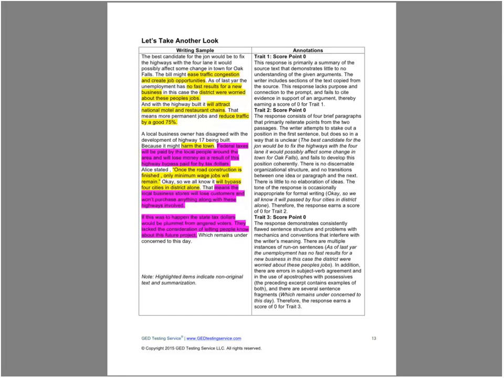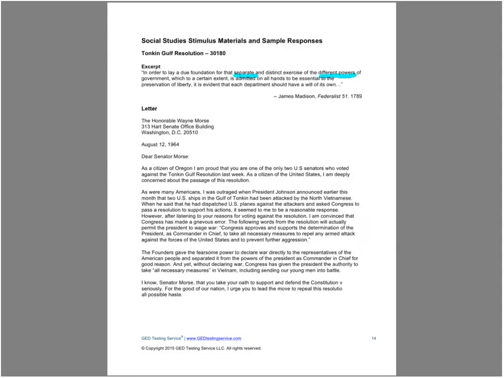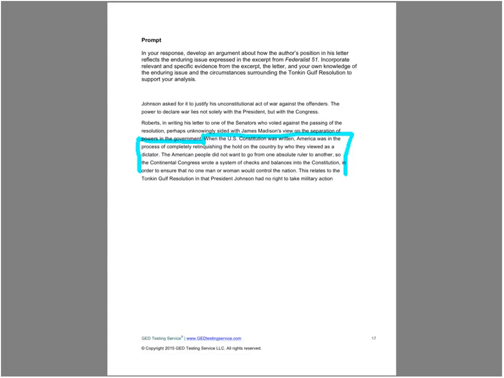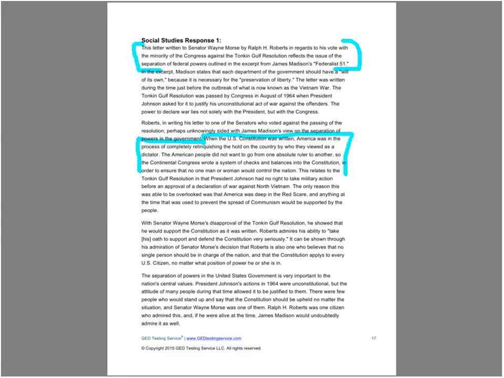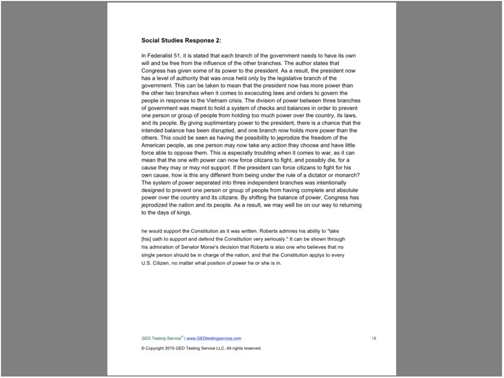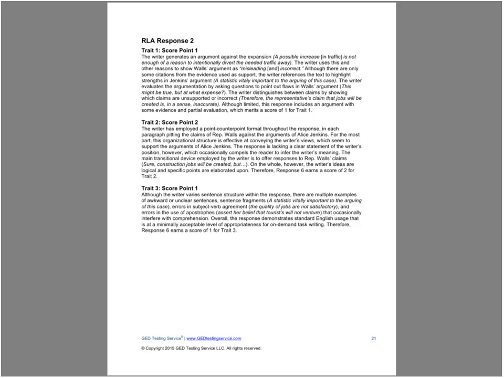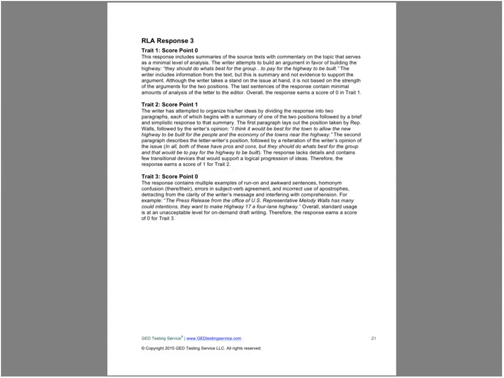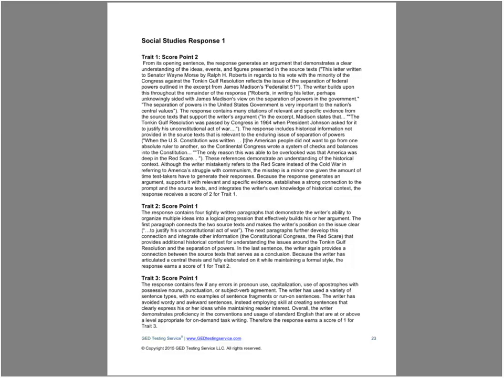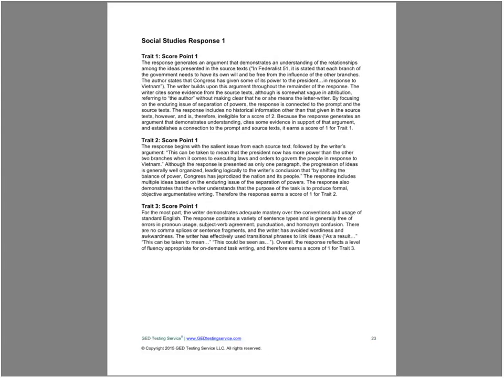As we go through, and I will get back over here again, you have the social studies stimulus material included in there and the social studies responses. And remember, there are two of them, so make sure you read both. Okay, there's your annotations for RLA response 1, each one of the 3 traits. And then on the next page is response 2. Then you have response 3. And then last but not least, you have social studies response 1 and then response 2.